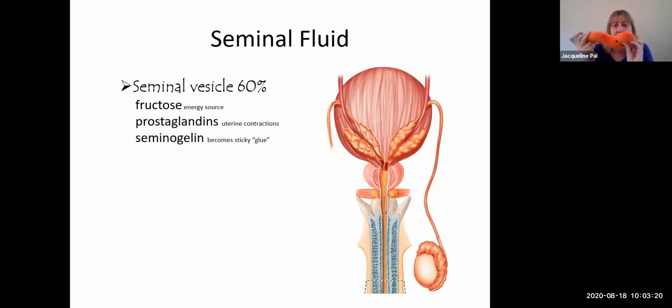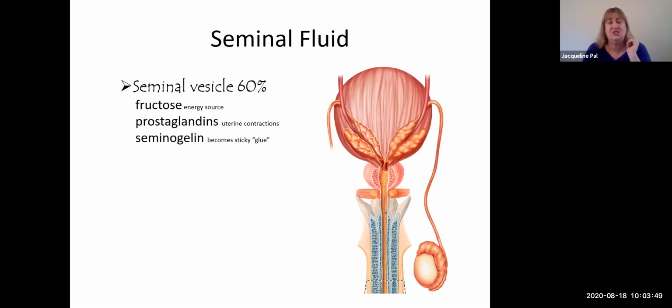That sperm. Now we're going back to pretending this is a sperm. In addition, there's prostaglandins, which are hormones that are going to cause uterine contractions. So when the seminal fluid gets there with the sperm, the uterus is going to contract down a little bit, which means there's less distance for Mr. Sperm to travel through.